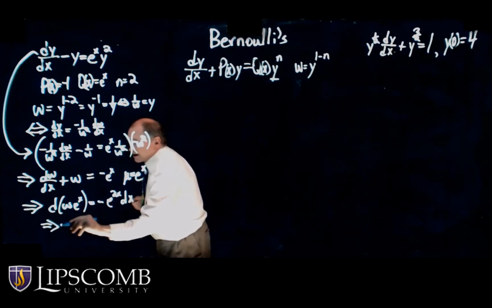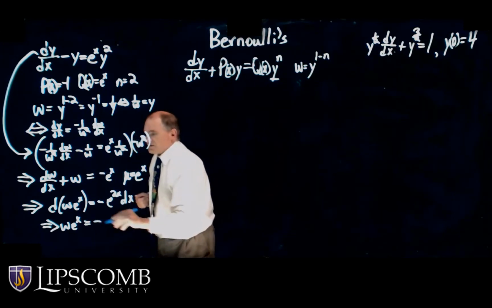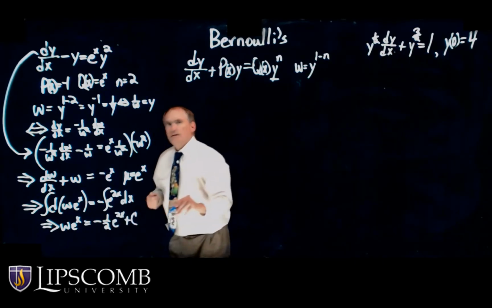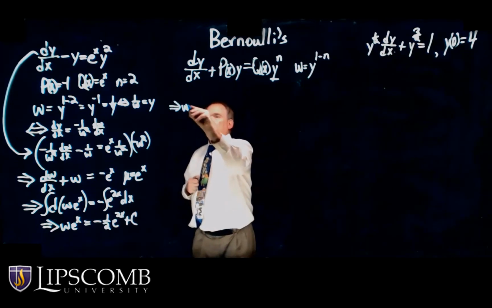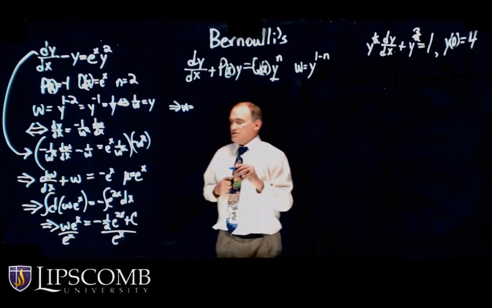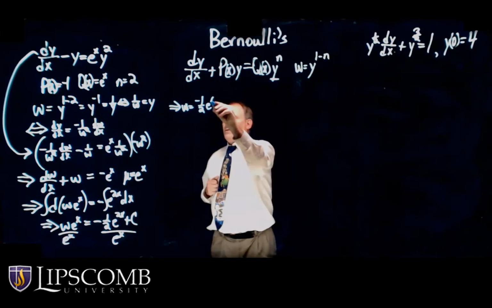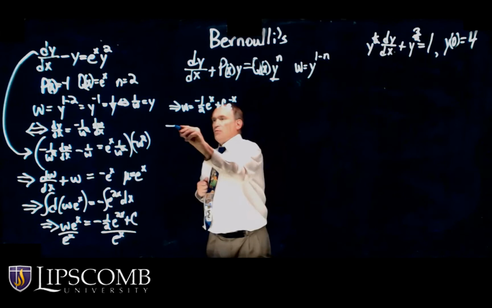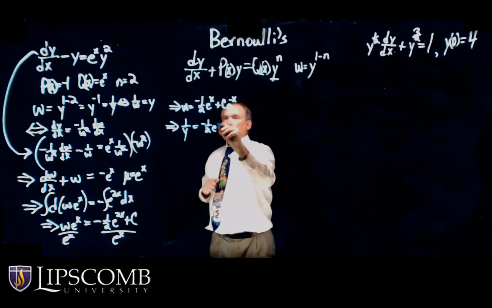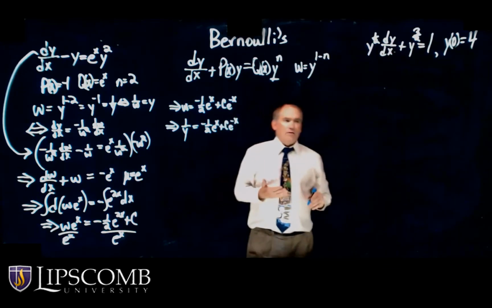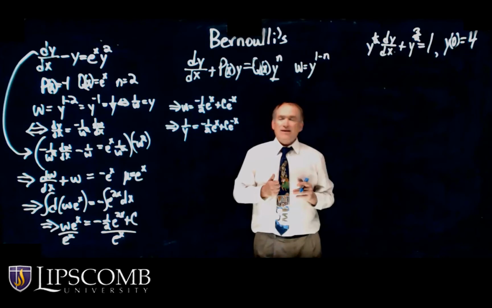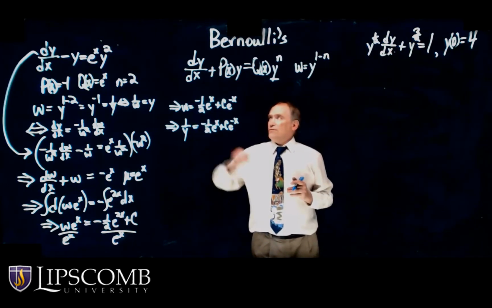So what do I get? I get w e to the x equals minus, because I integrated both sides, so that'd be minus 1/2 e to the 2x plus c. So w is equal to, divide everything by e to the x, w is equal to minus 1/2 e to the x plus c times e to the minus x. But what's w? w was 1 over y. Now, I can leave it like that. I can solve for y if you want to flip everything. But this is good enough as is. So this is my solution to this differential equation.